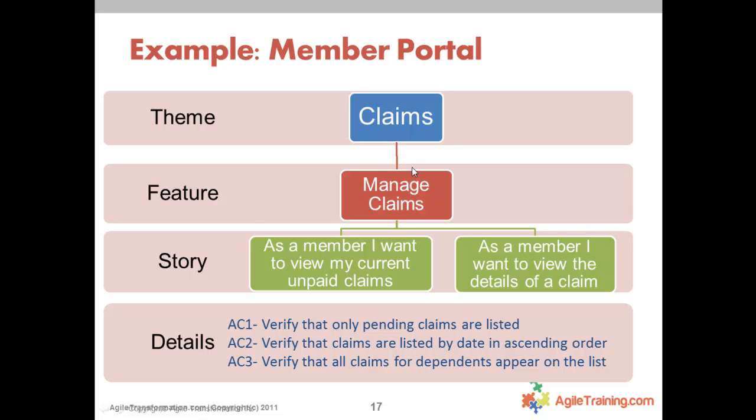And under claims there's going to be a ton of features, but one of those features is the ability to manage claims. And here's an example of two stories: as a member, I want to view my current unpaid claims, and as a member, I want to view the details of a claim. So that takes you down to a story level. And this is what we call the deep dive. This is the real details behind a specific story, and they're the acceptance criteria. So as a member, I want to view my current unpaid claims really breaks down to this small level.